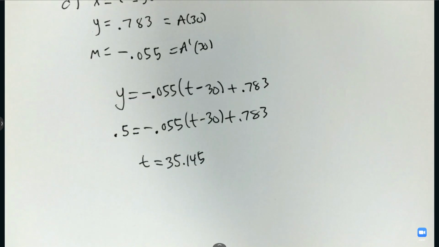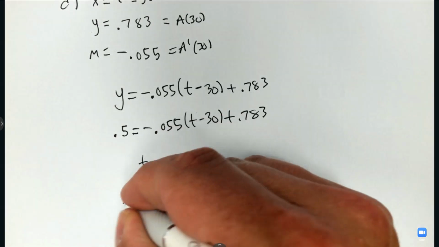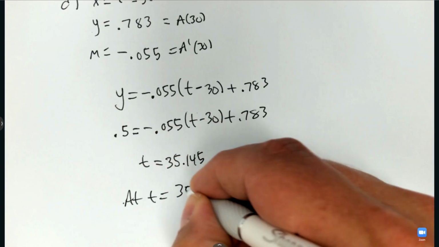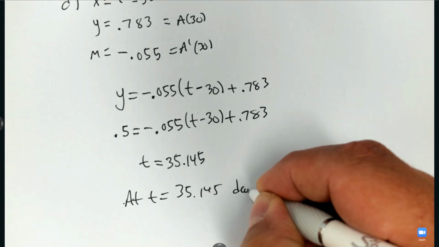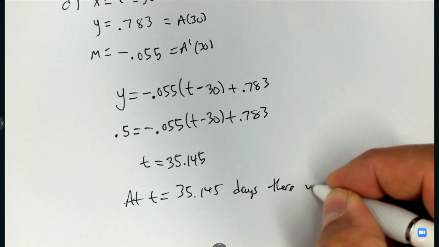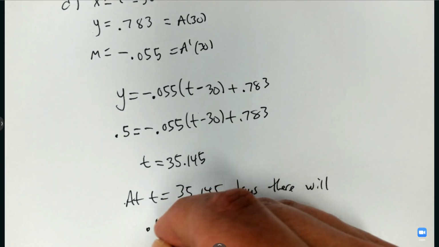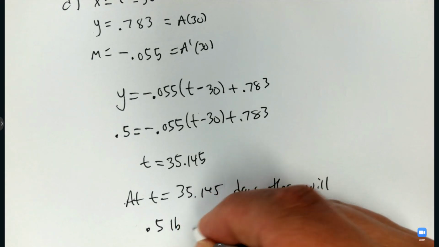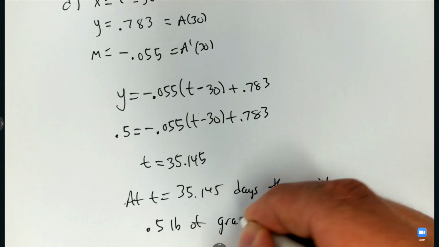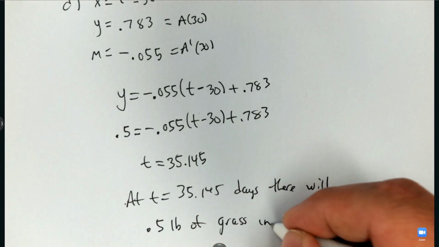Then I'm going to write a sentence for that. So the question is, predict the time where they'll be. So at t equals 35.15 days, there will be 0.5 pound of grass in the bin.